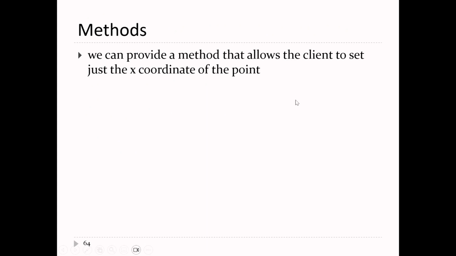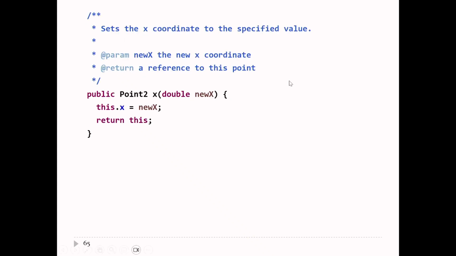All right, so what other methods do you want to provide? If someone's using a point, they probably want to be able to get the x coordinate of the point. So we need a method, or I guess set. This one just lets you set the x coordinate of the point. So rather than setting both coordinates, maybe just set the x coordinate.